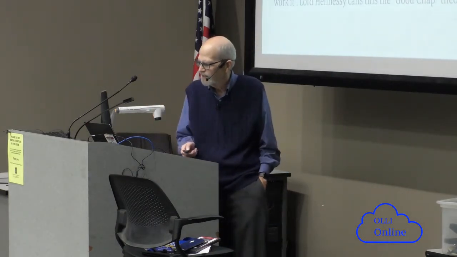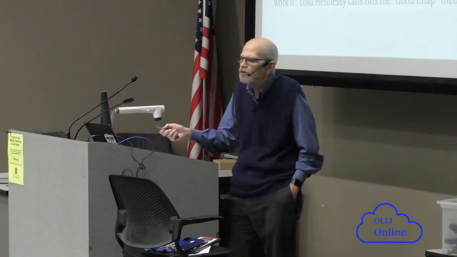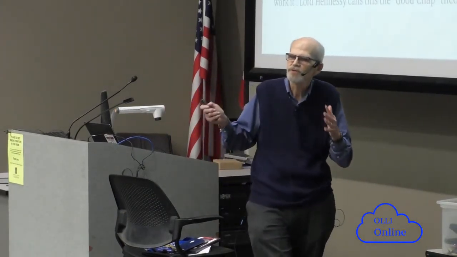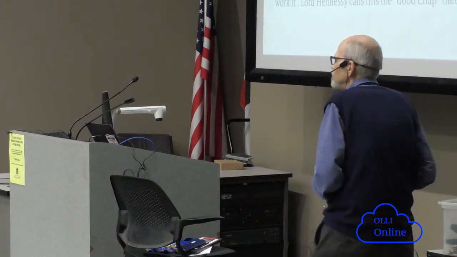Britain, from the Economist magazine article this week: Britain often is said to have an unwritten constitution. Many Britons have blithely taken this to mean something of a badge of merit, one bestowed upon us by Providence. Many statutes such as the Bill of Rights, 1689, rub up against the Human Rights Act of 1998. And as it goes through this, it is a murky situation when you don't have a constitution to squabble about, because it could be almost anything. You know, Scotland may want to go away. Northern Ireland may want to break off from the UK. There's no process. There's no constitution that suggests how you might handle that issue.